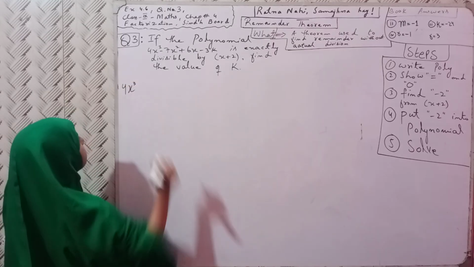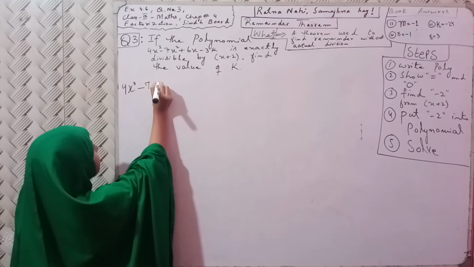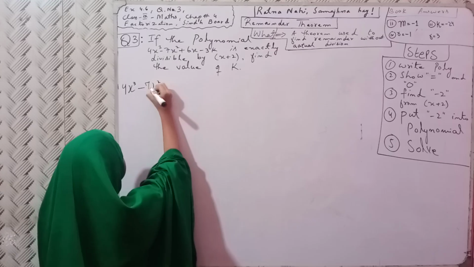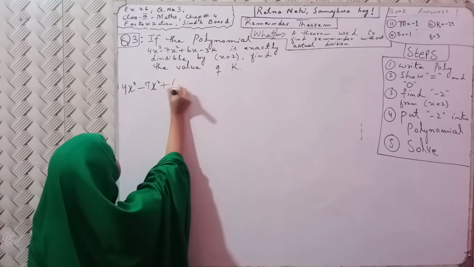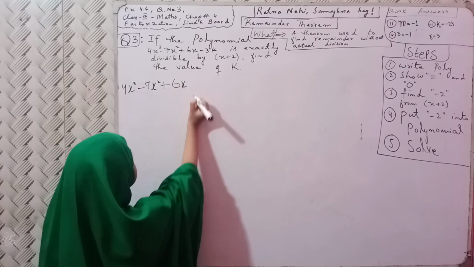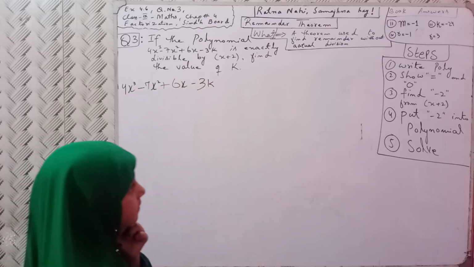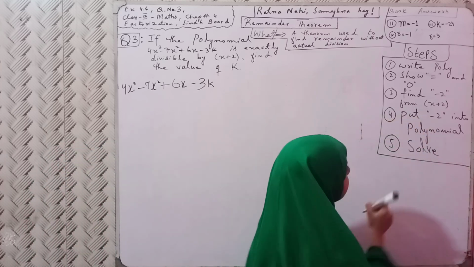4x cube minus 7x square plus 6x minus 3k. Then the second step is show it is equal to 0.